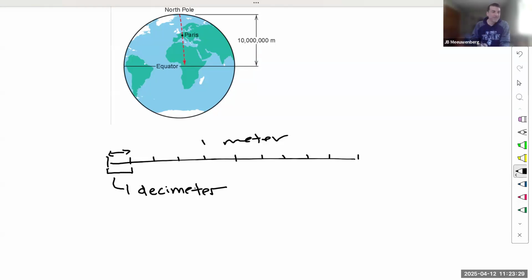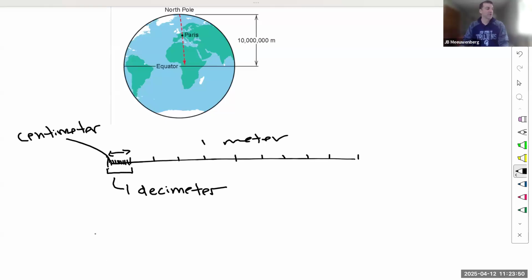We could then take a decimeter and cut this up into 10 pieces. Those are pretty small. Each one of those is our familiar centimeter. And you can keep going. Cut those up into 10 pieces, you have millimeters, etc.